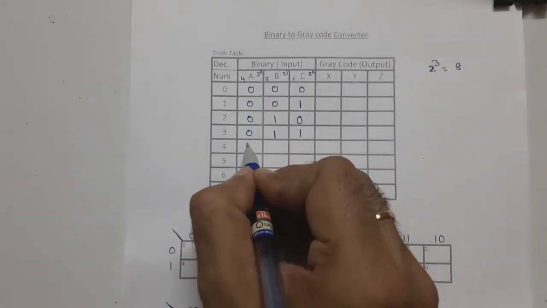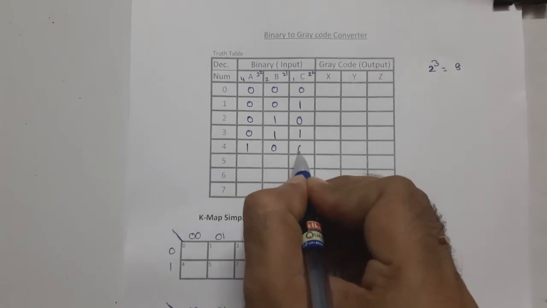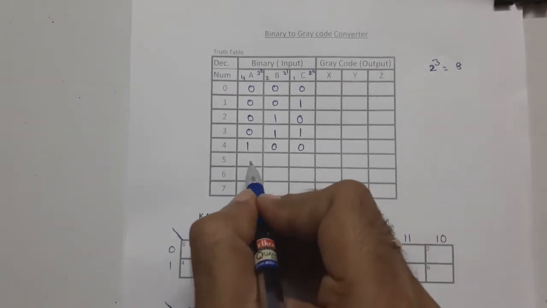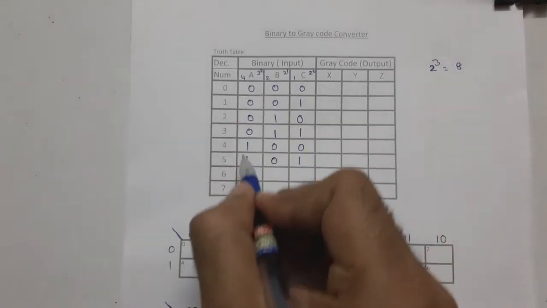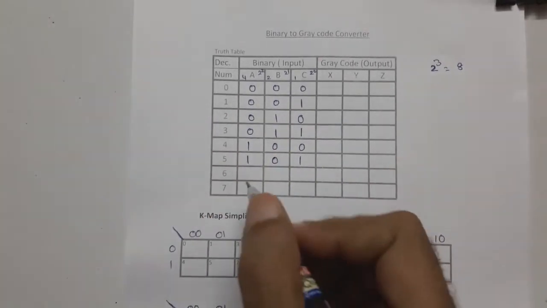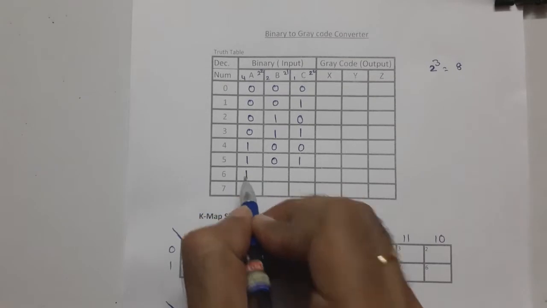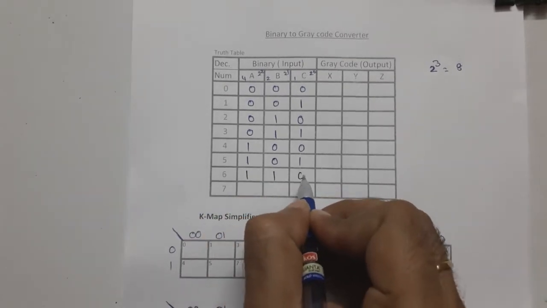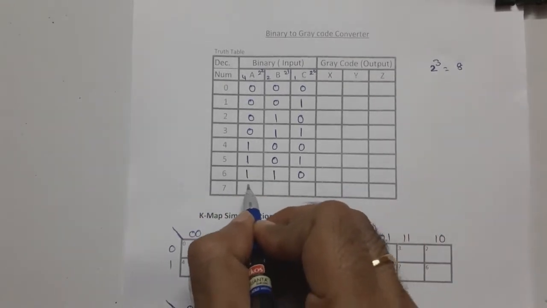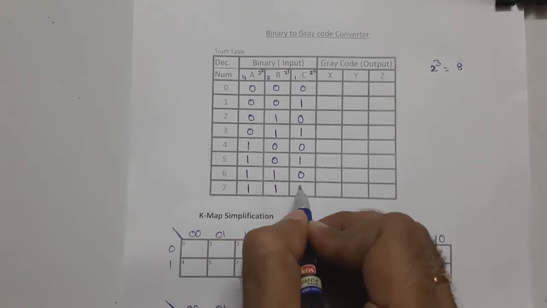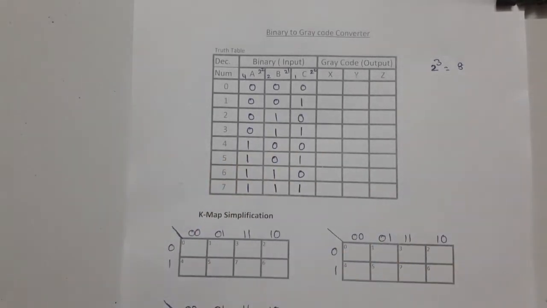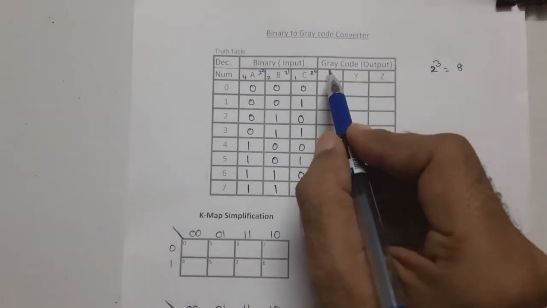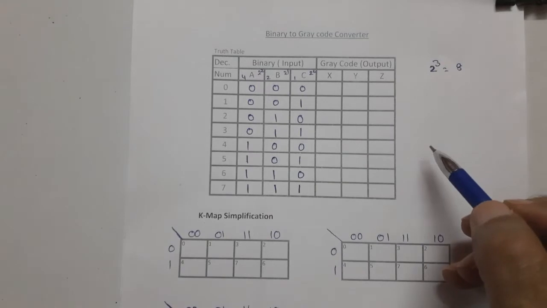For 4, 1, 0, 0. For 5, 1, 0, 1. This is 4 and this is 1. For 6, 1, 1, 0. And for 7, we have 1, 1, 1. 4 plus 2 plus 1, total 7. Decimal number. Now what is the gray code for this binary?